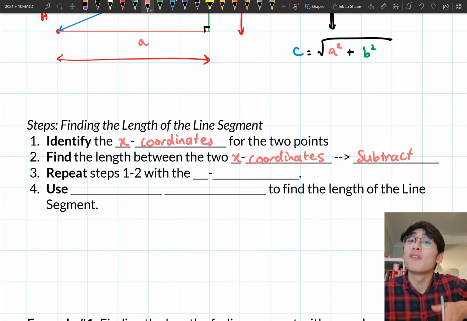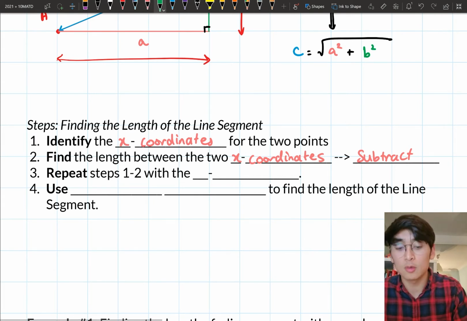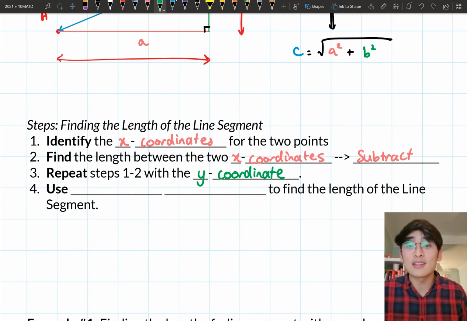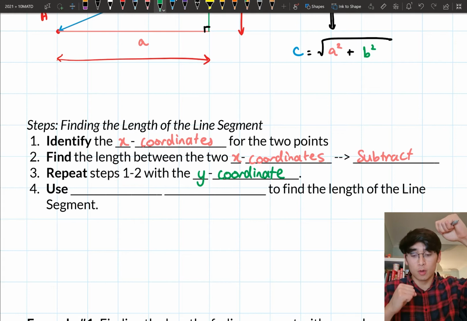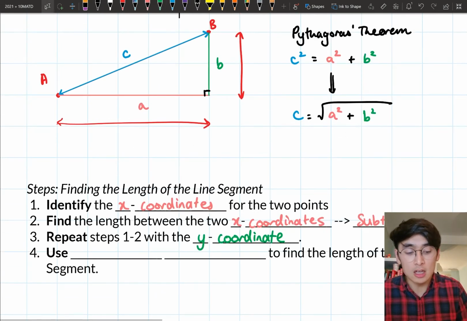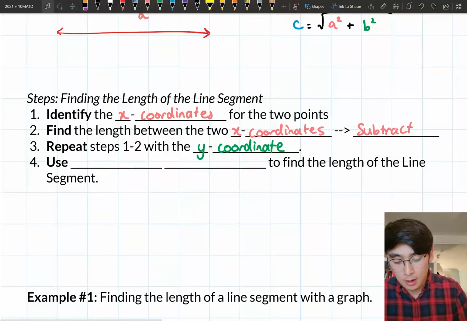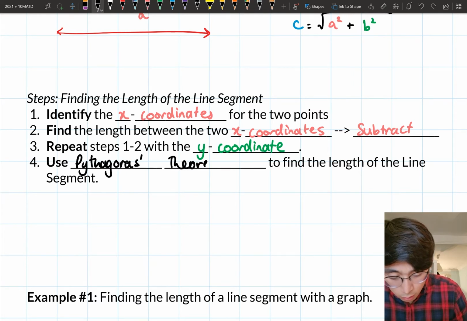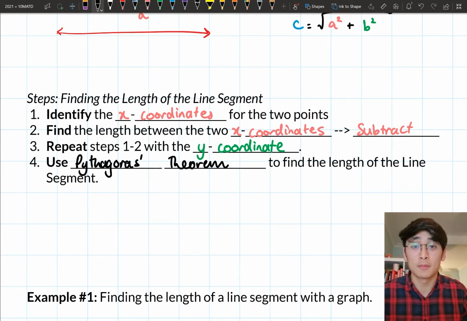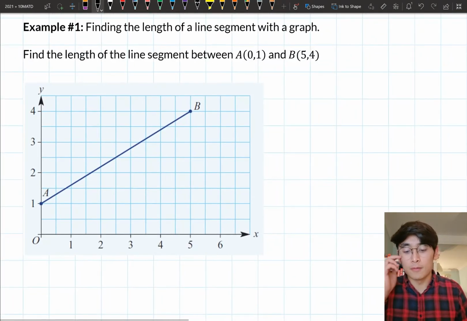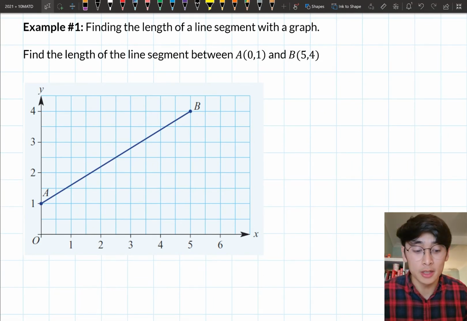What we want to do then is find the vertical distance. In order to do this, we just repeat steps 1 and 2 with the y coordinates. We do the exact same thing: we take the y coordinate for B and the y coordinate for A, subtract the two, and find the length between them. Once we've done that, all we need to do is put these into Pythagoras' theorem, to find the length of the line segment. So let's have a go at a couple of examples. First one: find the length of the line segment between (0, 1) and (5, 4).